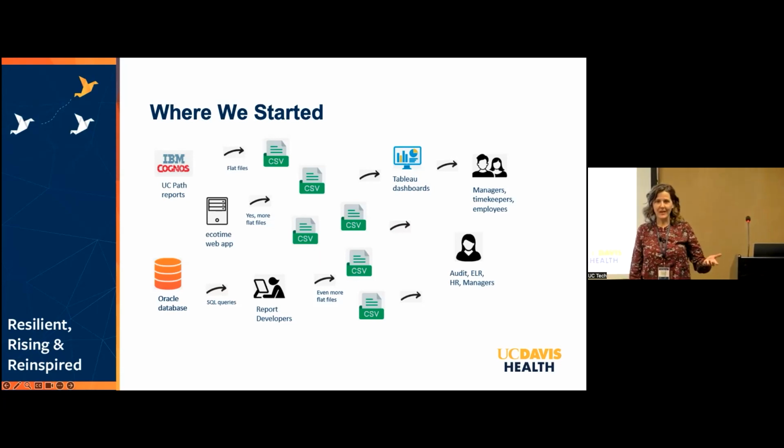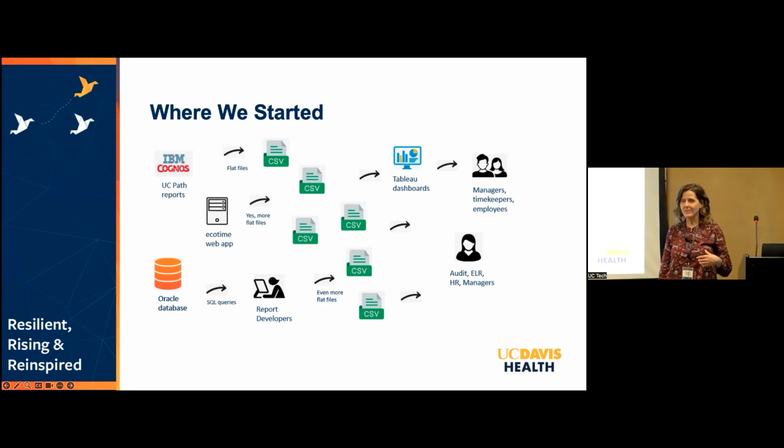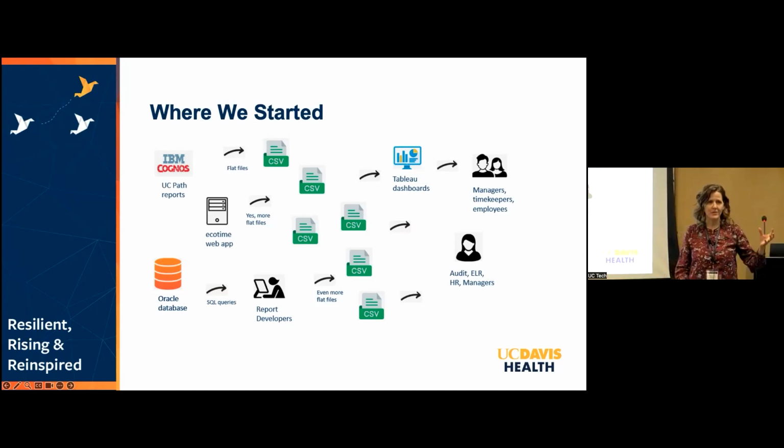So where we started, just to back up, I have a background in business intelligence and data warehousing, and I was brought on by the payroll team to help sort out the reporting landscape. I joined the team about 2 years ago, and when I first came on board, we had the typical decentralized reporting landscape, silos of data. To get any sort of UCPath data, you would have to go through Cognos and use their standardized reports, download your data. To get anything from EcoTime, which is our time and attendance system, you would have to do the same thing.